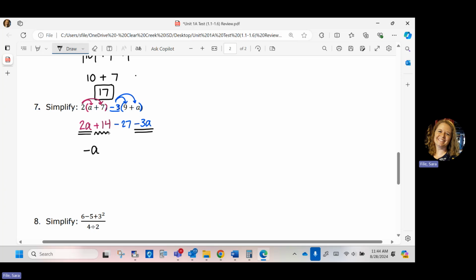And then I've got a constant and another constant. So I'm going to put those together. So 14 minus 27, and you can do that in your calculator if you need to. We get -13. And that's as far as I can take it for simplifying, because I don't know what A is. They didn't give it to us. So we're not evaluating. We're just simplifying there.